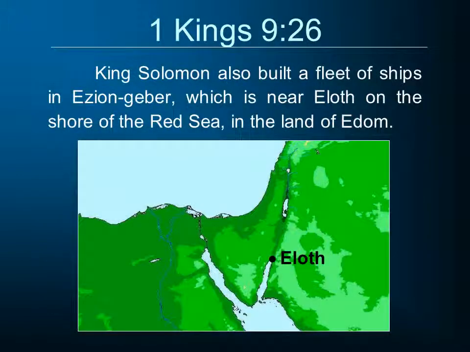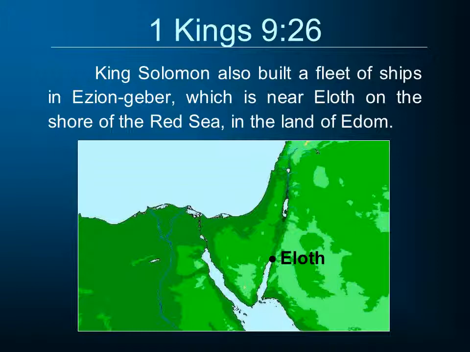In chapter 9, verse 26, we read that King Solomon also built a fleet of ships at Ezion-Geber, which is near Eloth. Now, that city is still called Elat today, hasn't changed the name in 3,000 years. Near Eloth, on the shore of the Red Sea in the land of Edom.